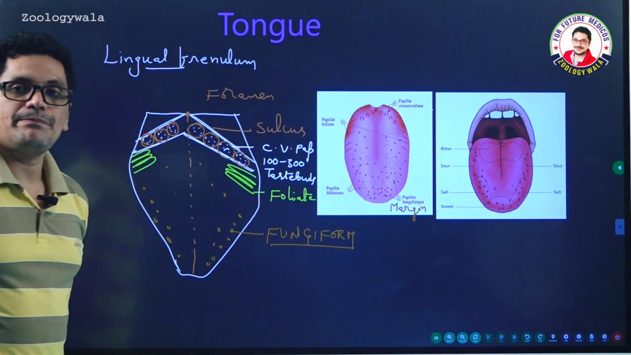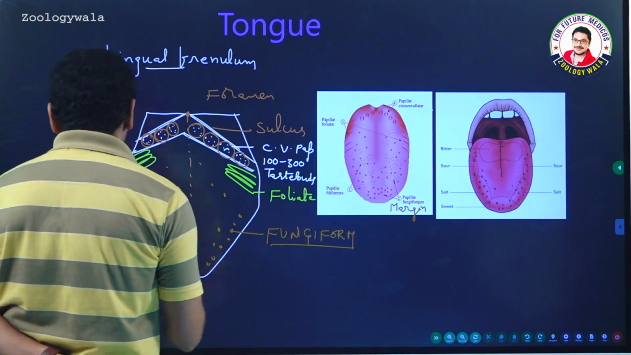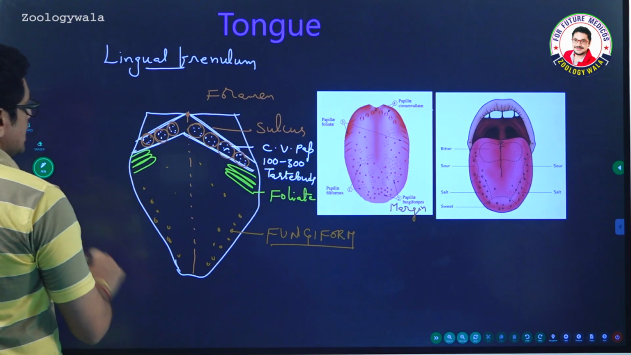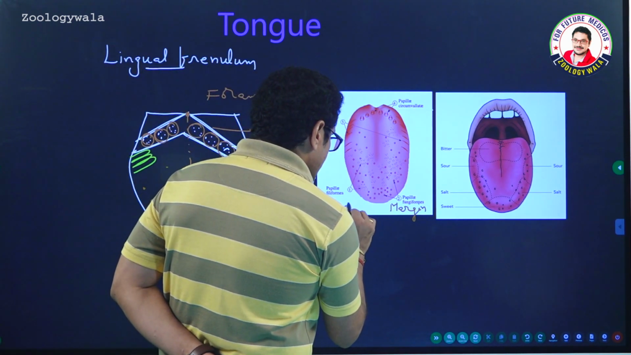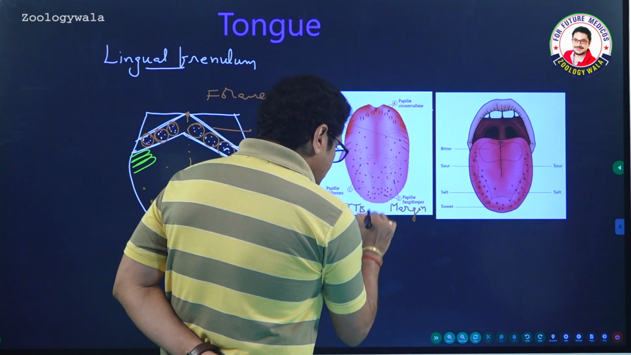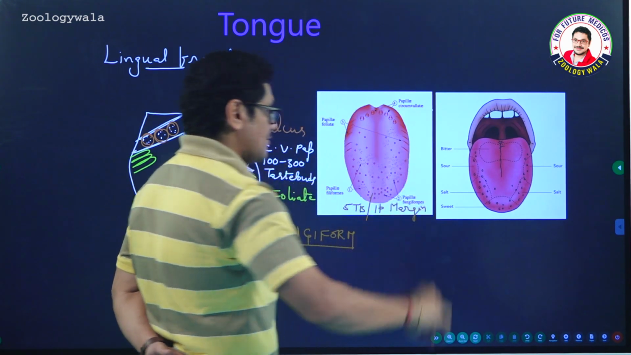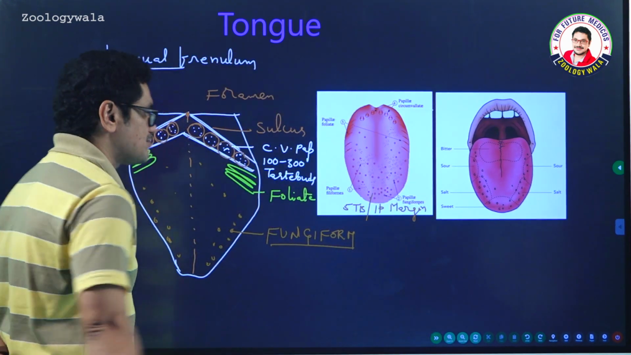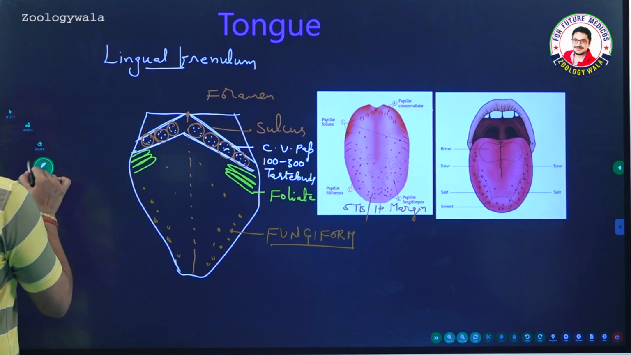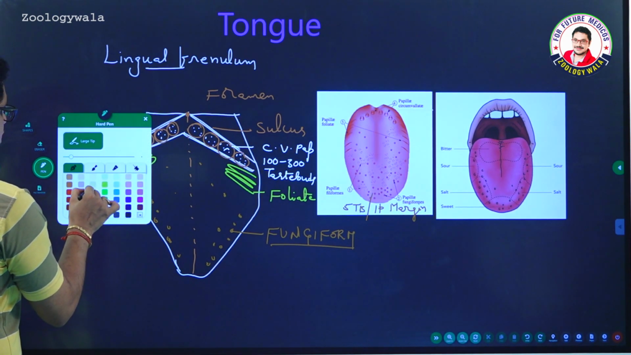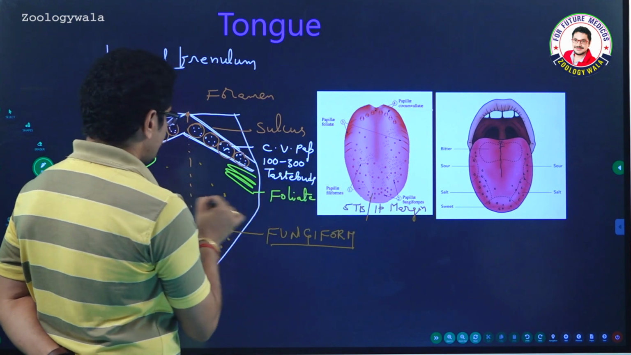How many taste buds are present in these fungiform papillae? Around 5 taste buds are present per one papilla. 5 taste buds are present per one papilla. Okay, and let me show you the other papillae. They are called filiform papillae.